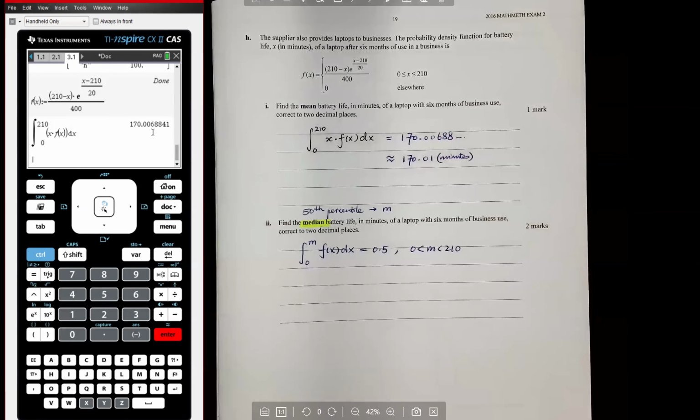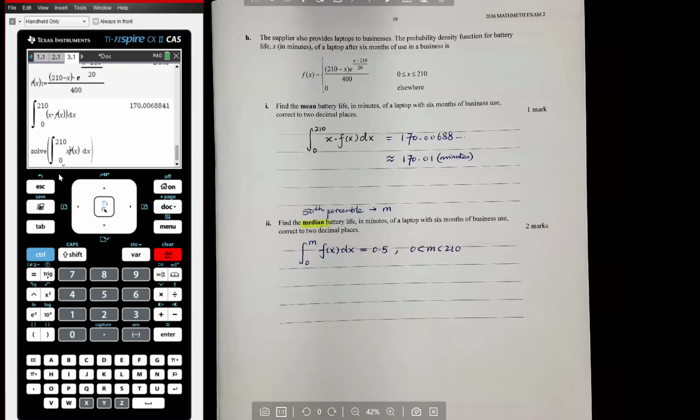But I believe VCAA in that year specified in the assessment report that if your answer can be rounded to 170, correct to the nearest whole number, this mark was paid. Like if you get 170.01, that's fine. For this part, you still need to integrate the function rather than x times f of x. So if you solve the integral without the x equal to half, you need to change the upper limit to m.